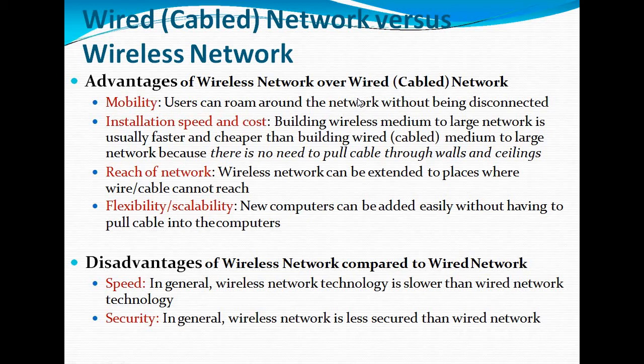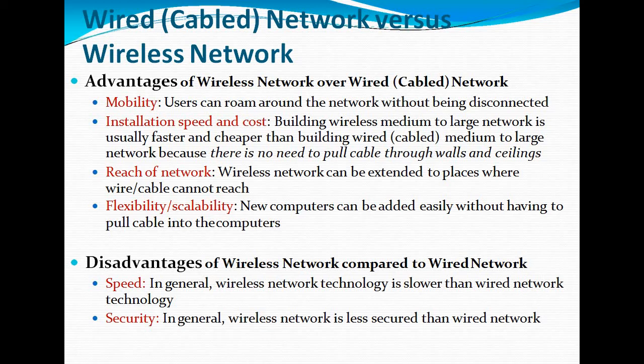So now wired network versus wireless network. Here I have explained the advantages and disadvantages related to our wired, or you can say cable, network versus wireless network. First, advantages of wireless network over wired network: mobility, installation speed and cost, reach of network, flexibility and scalability. In mobility, users can roam around the network without being disconnected. This is the advantage over a wired network.